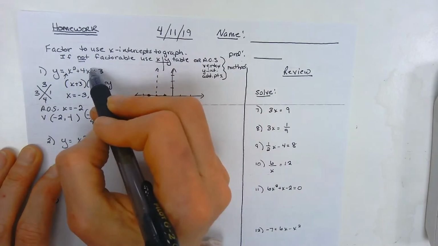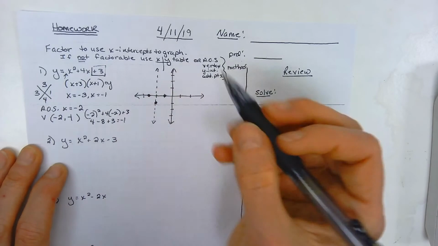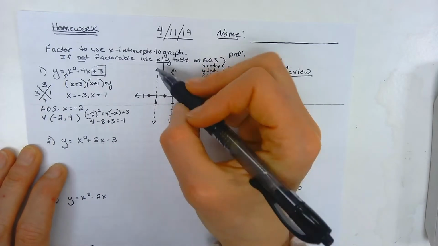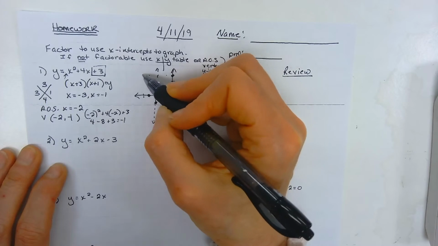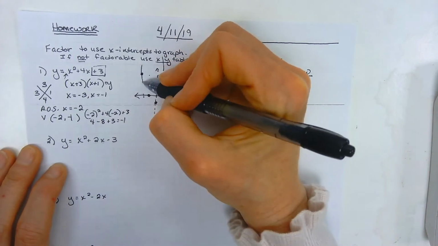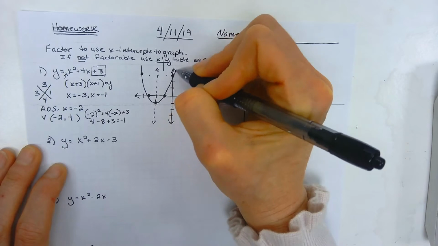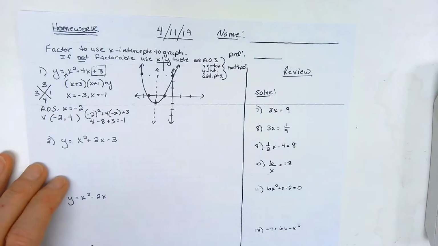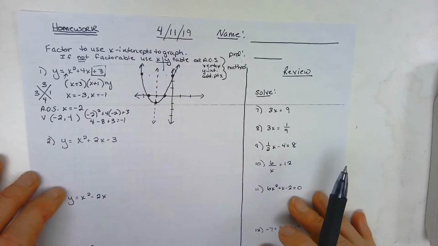Now the y-intercept, remember, is this value here. So 1, 2, 3. And I can reflect that across the axis of symmetry. There are 5 points needed to make a nice smooth curve for the parabola, and it's graphed. So number 2 follows the same exact pattern.